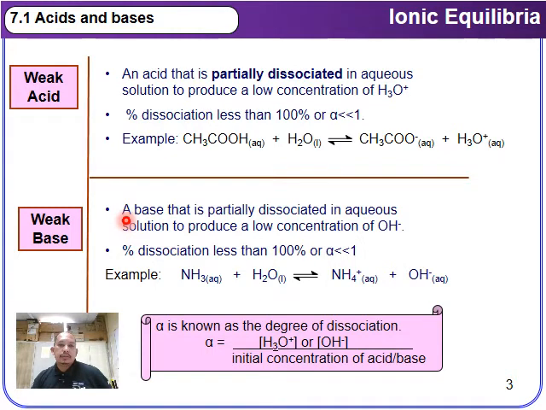The weak base partially dissociates in aqueous solution to produce a low concentration of OH-, which means that the percentage of dissociation is less than 100%, or alpha is less than 1. For example, ammonia reacts with water to produce the ammonium ion NH4+ and OH-. So, both example equations show that a reversible reaction takes place, showing that this is a weak acid and weak base.